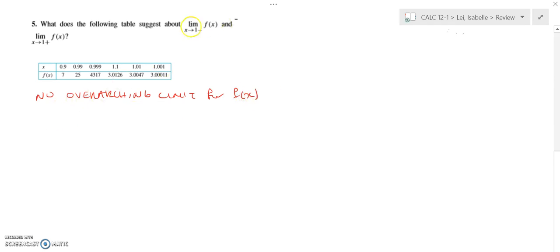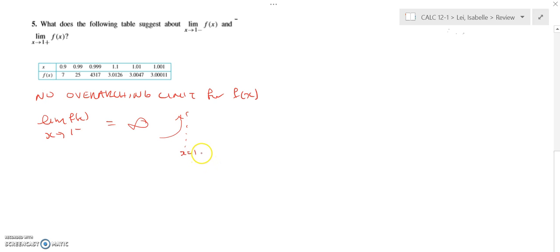However, since it's asking for the limit of f of x from left and from right, we can break it up. So the limit of f of x from the left side, we can see that the numbers are growing by a big difference every single time. So we can assume that as x approaches 1 from the left side, it is going to positive infinity. So it would have an asymptote at 1, and then it would be going to positive infinity.